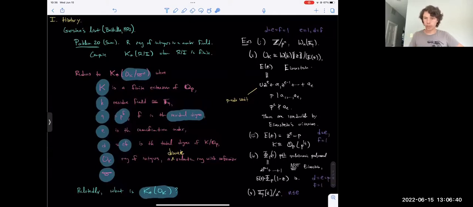Please interrupt with any questions at all. I'm taking K-theory to be somewhat of a given. If it's unfamiliar, you can just think of this as a sequence of abelian groups, and those abelian groups are connected to other interesting invariants of the commutative ring.